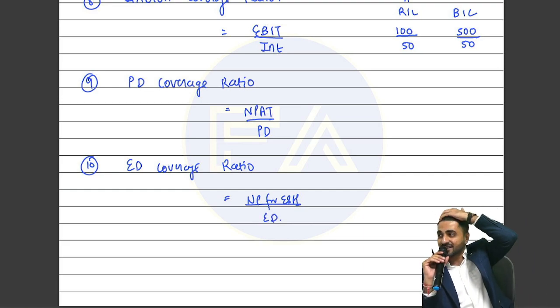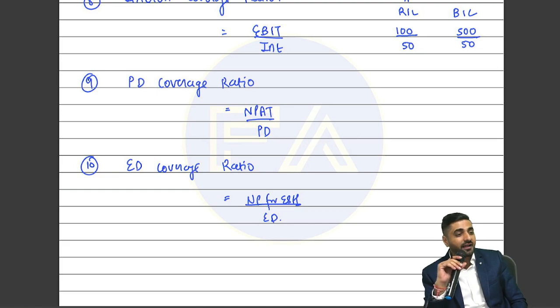Come on, yes or no? Yes, sir. All these ratios should be what, beta? Should it be lower the better?